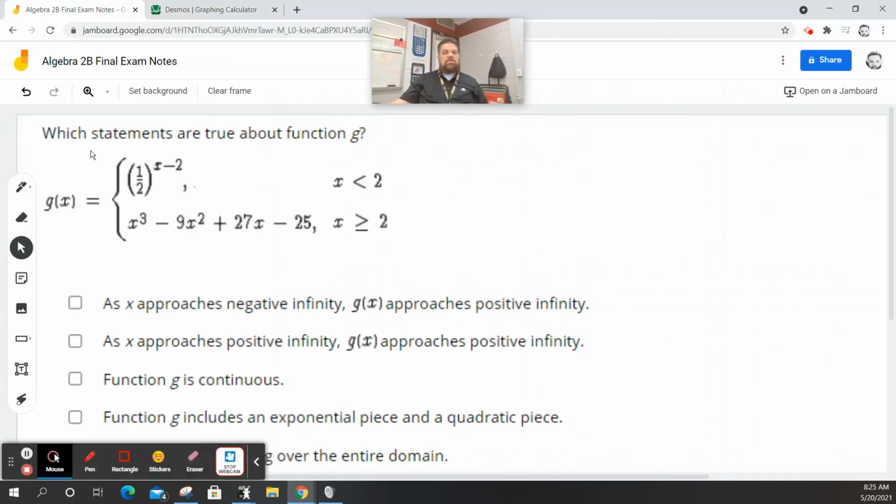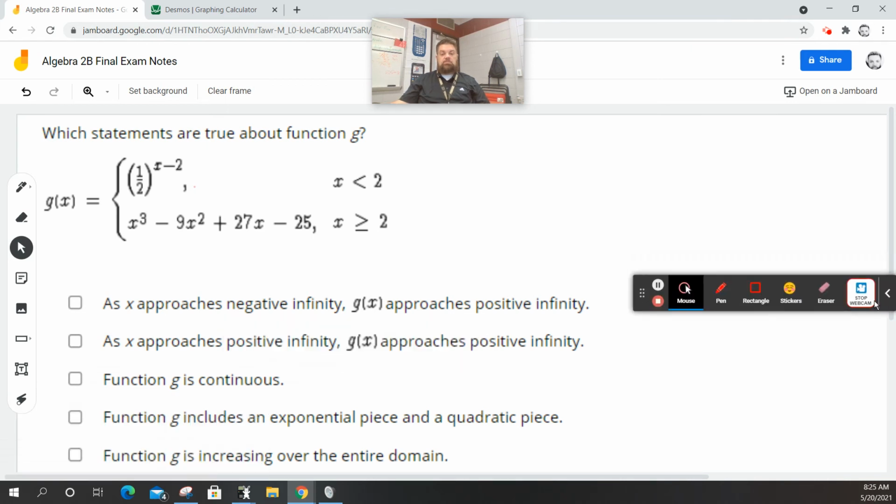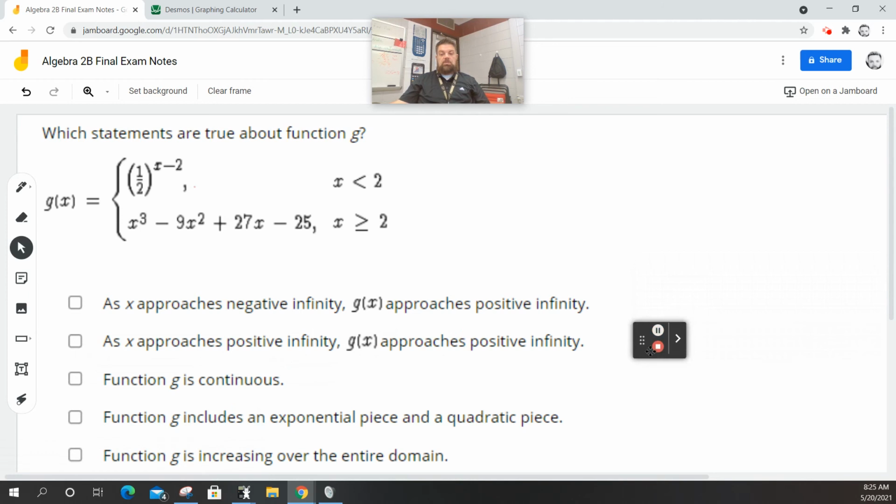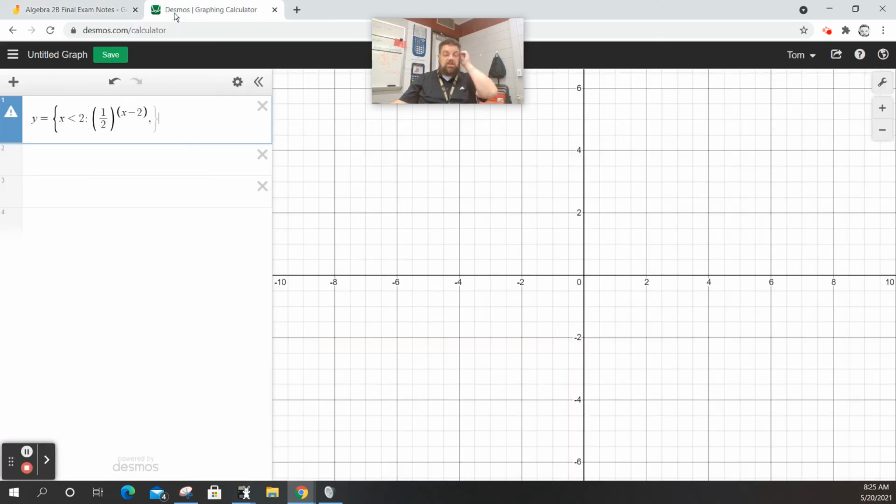All right, so now for this one, it says which statements are true about this particular piecewise function. So I'm going to graph this real quick, and then we'll try to figure out what is true. So let's do it. Let's graph it. So for x less than 2, we have the function 1/2 raised to the x minus 2.